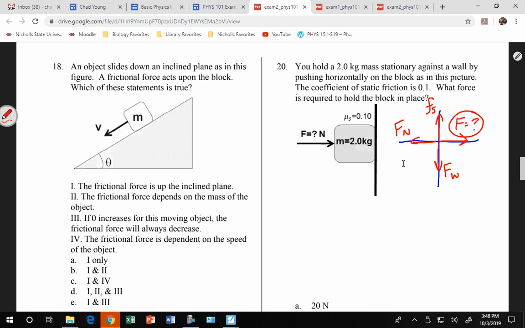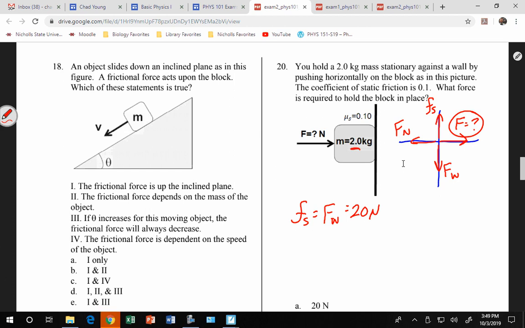The first thing that I have to do is figure out what is the static frictional force. By the way, nothing's accelerating here, so it's a static problem. So the sum of all these forces will equal 0. Because it's a static problem, I can say, for example, that Fs is equal to Fw, which in this case is 20 newtons. I said 2 times 10, 2 times g is 20. So Fs is equal to 20 newtons.